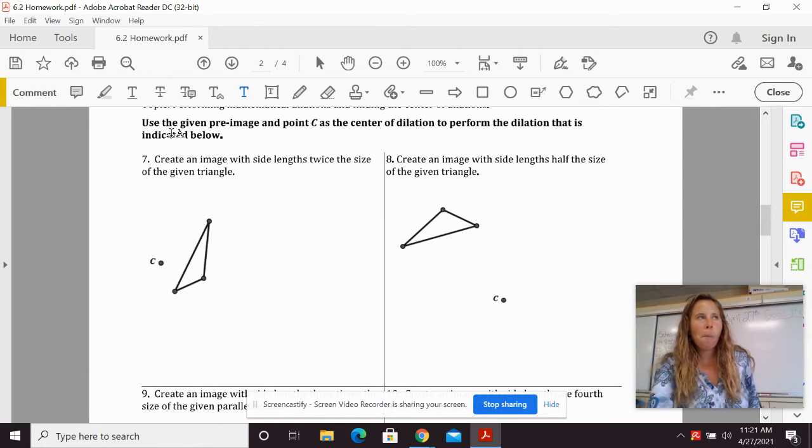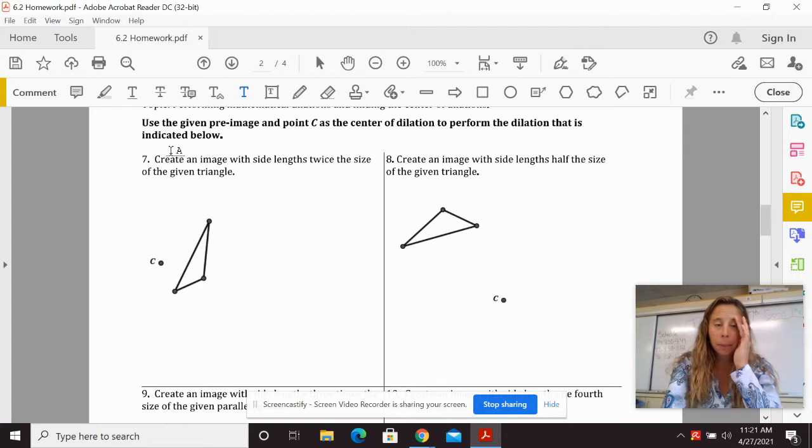Use the given, the bell's going off. Can you hear them? Goodness. Use the given pre-image. Okay, I think we're done.